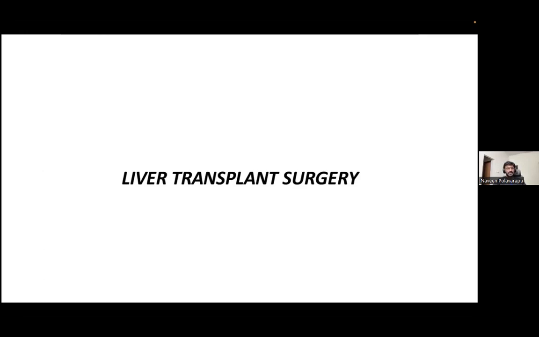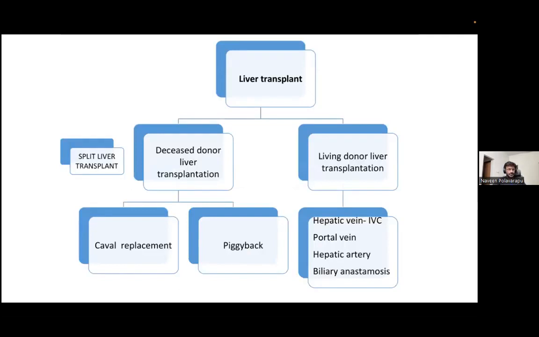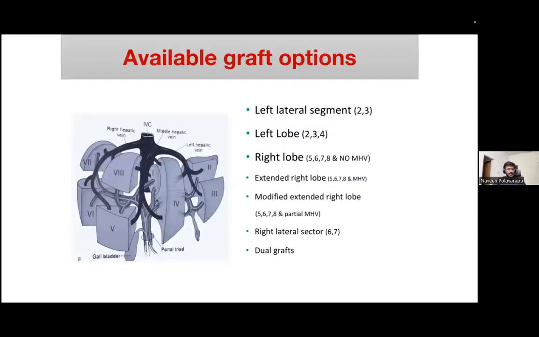Now, coming to the liver transplant surgery itself, I'll tell you very quickly in the next few slides how we connect and what we need to do. If you have the opportunity of watching a liver transplant, I would recommend all transplant hepatologists, even though on the medical side, to watch the transplant surgery, how it is done, because that adds more value and gives us confidence when we explain liver transplant to patients. So there are two types of transplant, as you know: the cadaver, or deceased donor liver transplant, and the living donor liver transplantation.